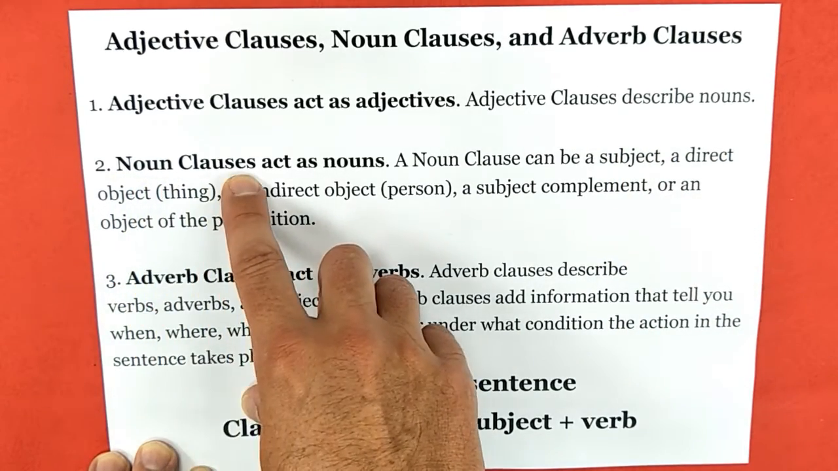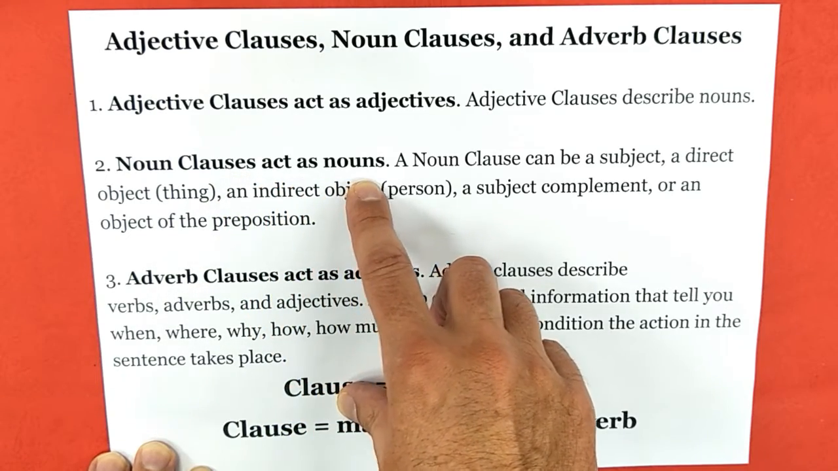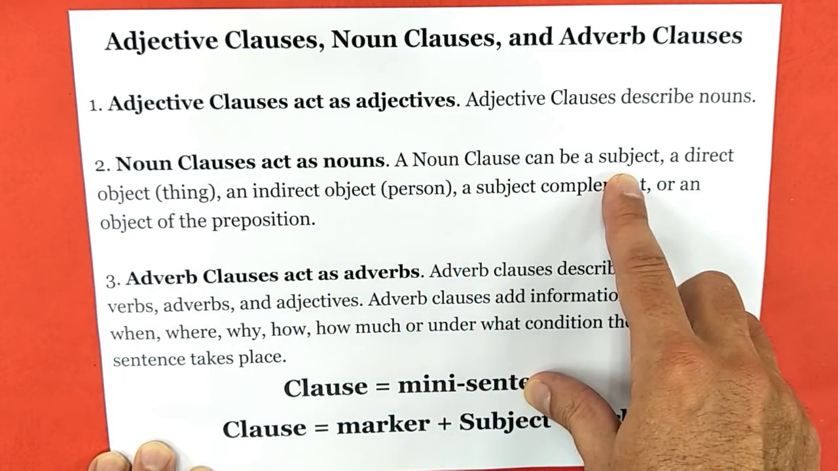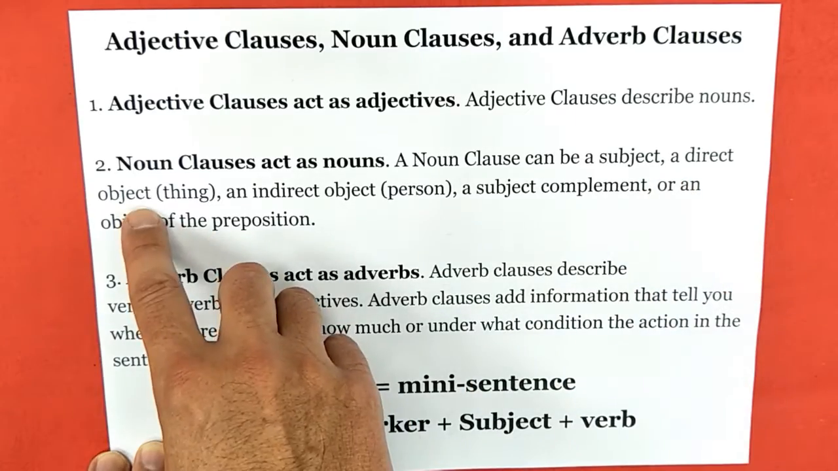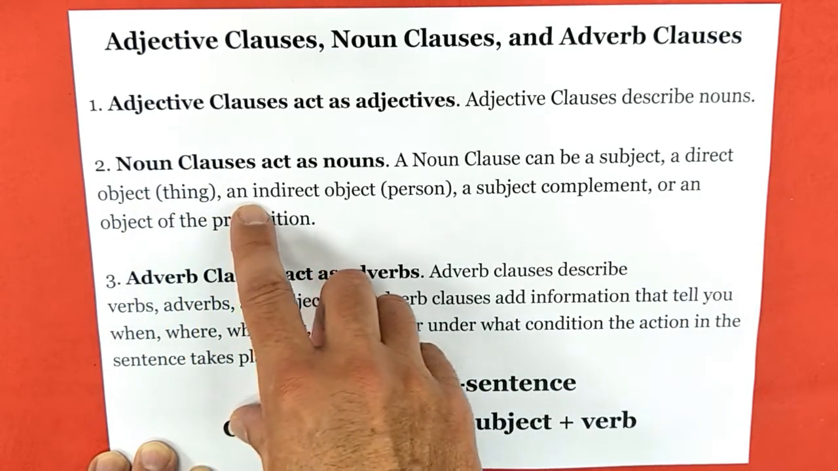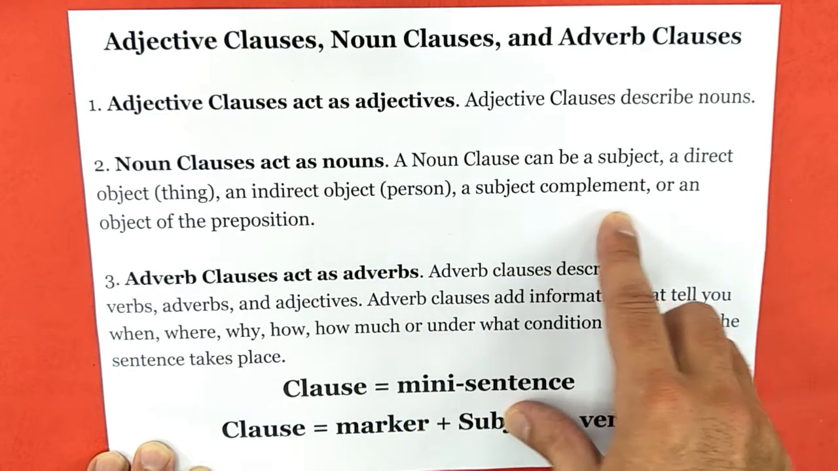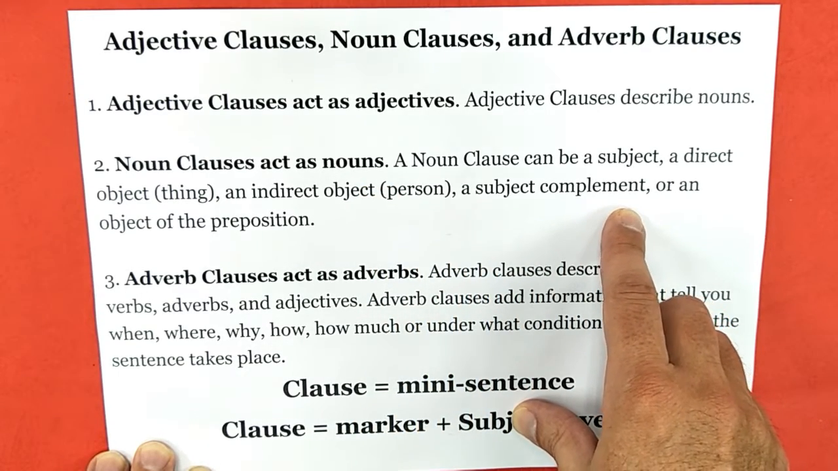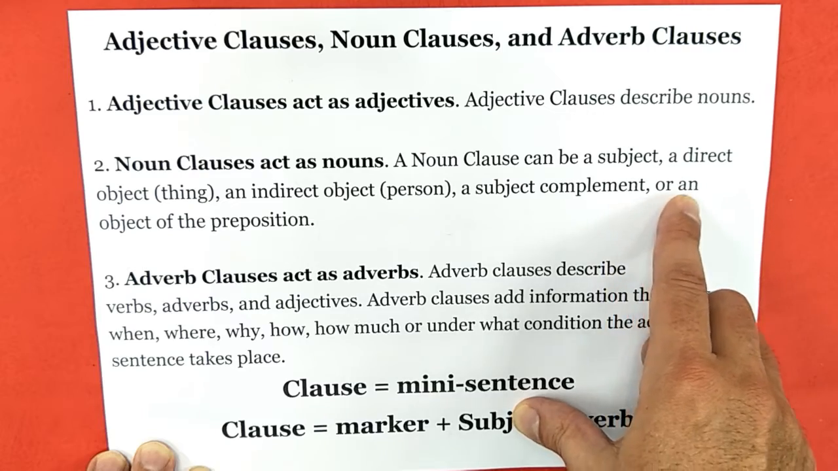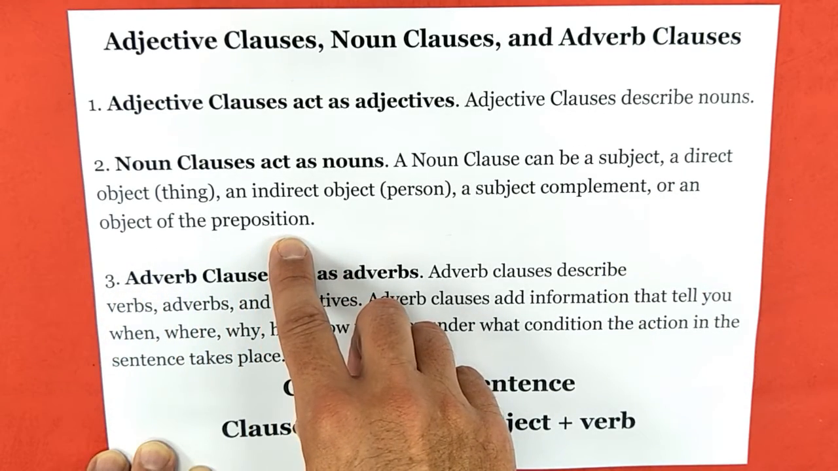2, noun clauses act as nouns. A noun clause can be a subject, a direct object, which is a thing, an indirect object, which is a person, a subject complement, which is the same as the subject, or an object of the preposition.